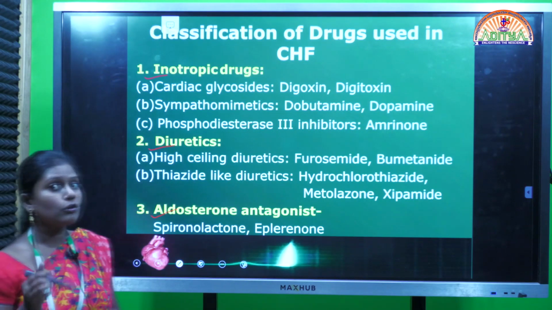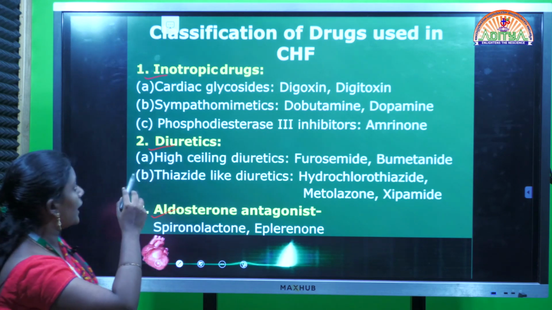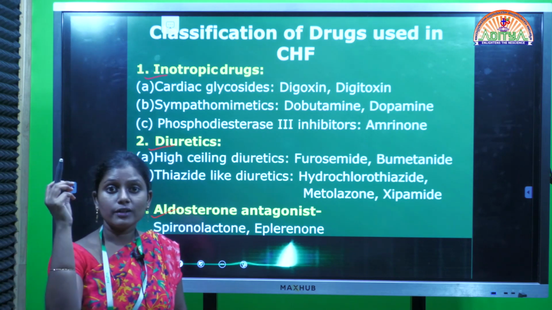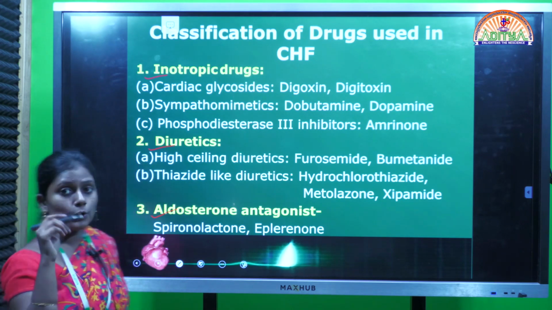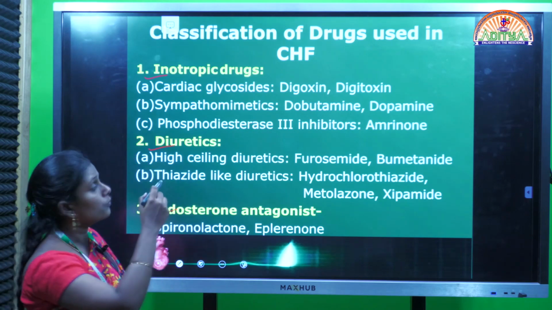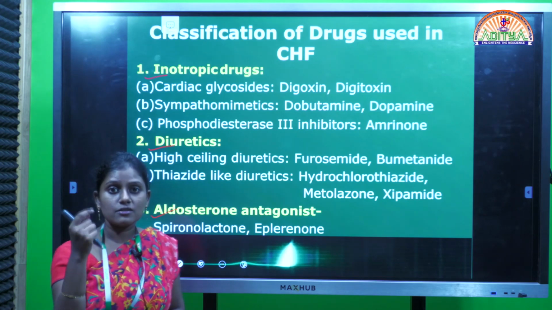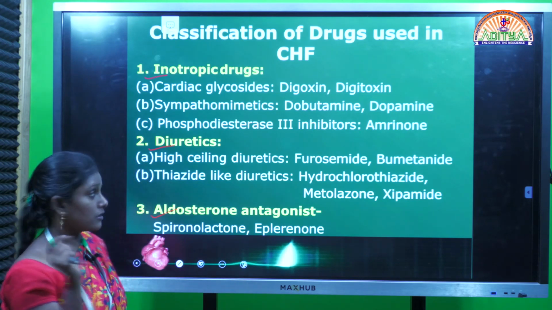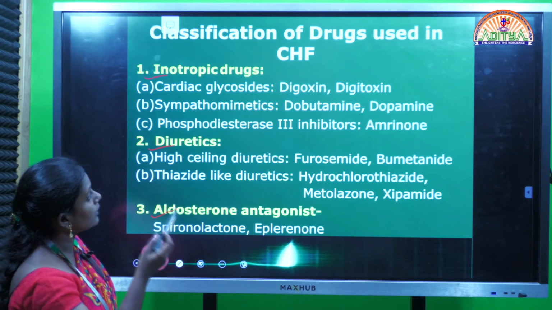So what is the meaning of inotropic, chronotropic? You know that inotropic is nothing but increasing of contractility, whereas chronotropic means increasing of heart rate, we know that. So here we are using the inotropic drugs, which mainly involve the increasing of contractility of a heart muscle. The drugs coming under that category include cardiac glycosides.